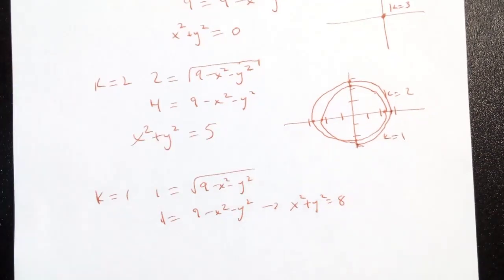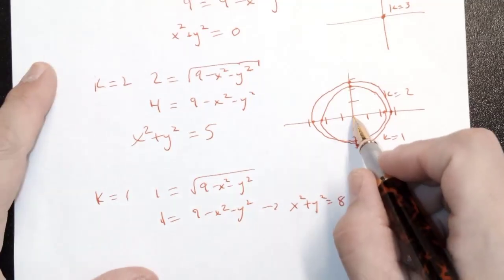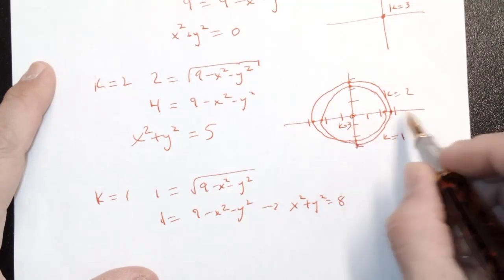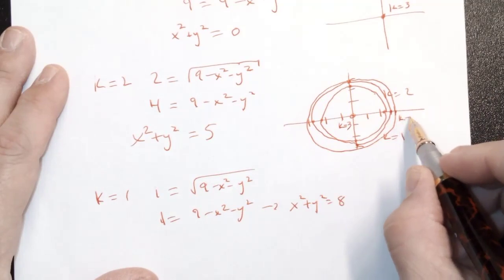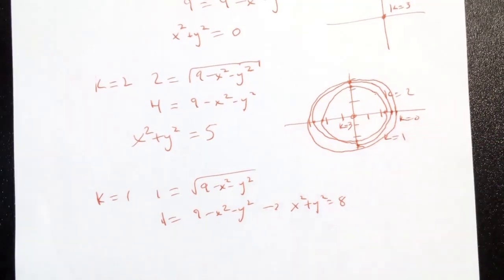When k equals 0, what circle will I get? Right. And if I let k be negative, when I get a negative number equals the square root, I can't do that. And if I let k be bigger than 3, I'm going to get x squared plus y squared equals a negative number. I can't do that either. So this only works to describe a series of concentric circles.